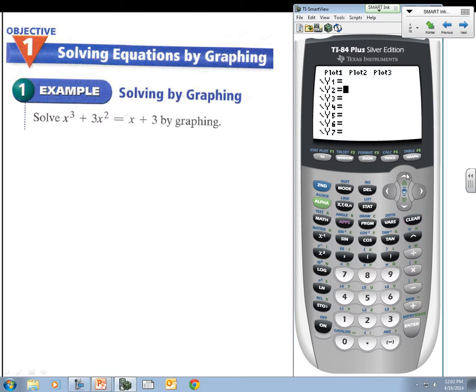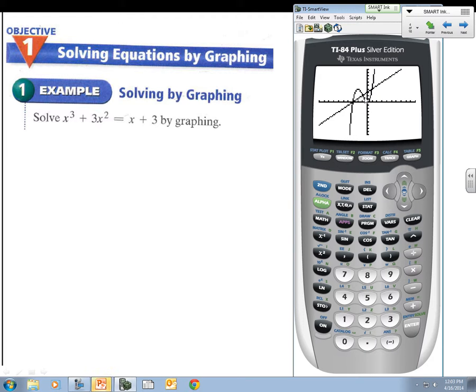I'll clear these off. Okay, in our y1, we're going to write the left side, x cubed plus 3x squared. And then in our y2, we're going to write the right side, x plus 3. And we're trying to find the place where these are equal. So I'll go to the window, make sure I've got a decent window to start. If we're not sure, let's go negative 10 to 10 for our x min, x max, and then y min and y max. And we'll graph it and see what happens here.